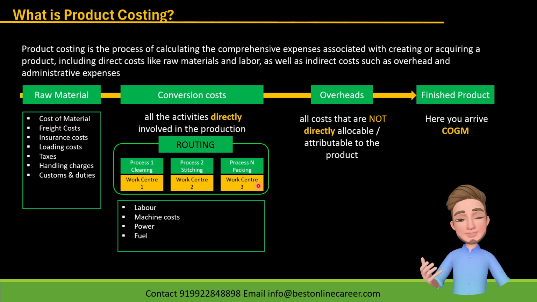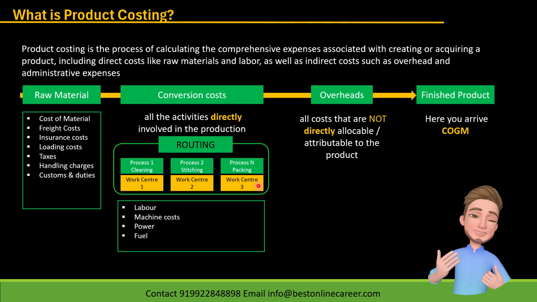In SAP, we have various techniques. One of them is a functionality called cost sheet. The other one that you can use is template allocation. Using these techniques, you can load indirect costs onto your finished product. Then you arrive at your finished product. This is where you arrive at your cost of goods manufactured.